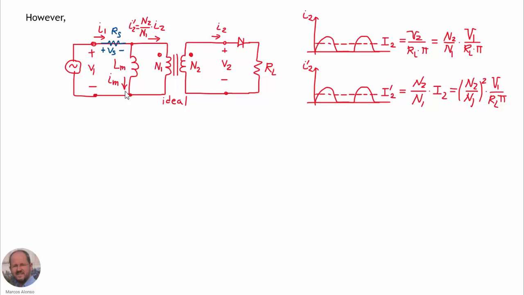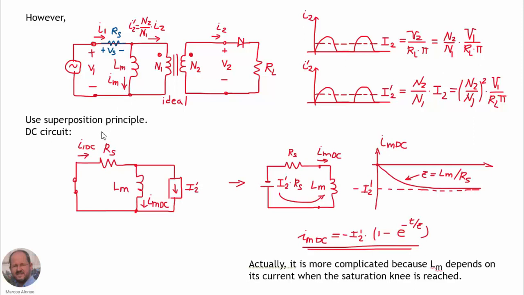Let's see how to analyze this. We can use the superposition principle here because we have a linear system. Therefore, we can consider only the DC circuit at the primary. So we make zero the input voltage source, and we consider here the current circulating through the primary of the ideal transformer, this current here. We consider here the DC component of this current, which can be calculated as shown here. So we have this simple circuit.